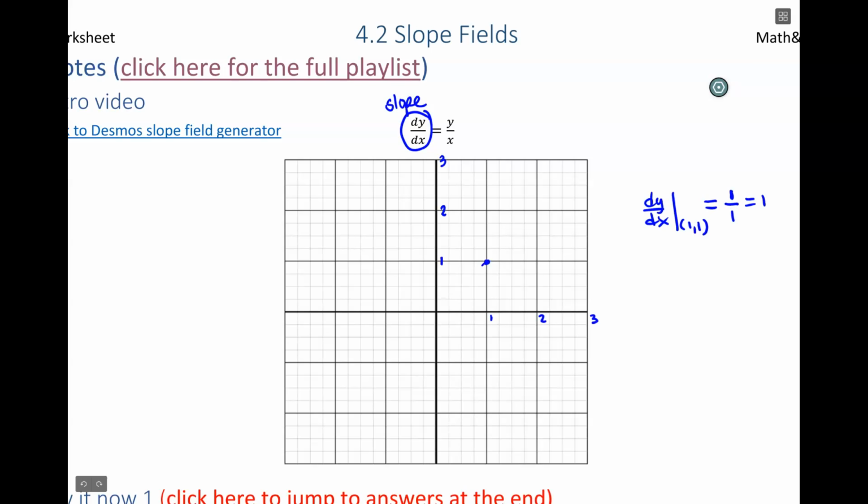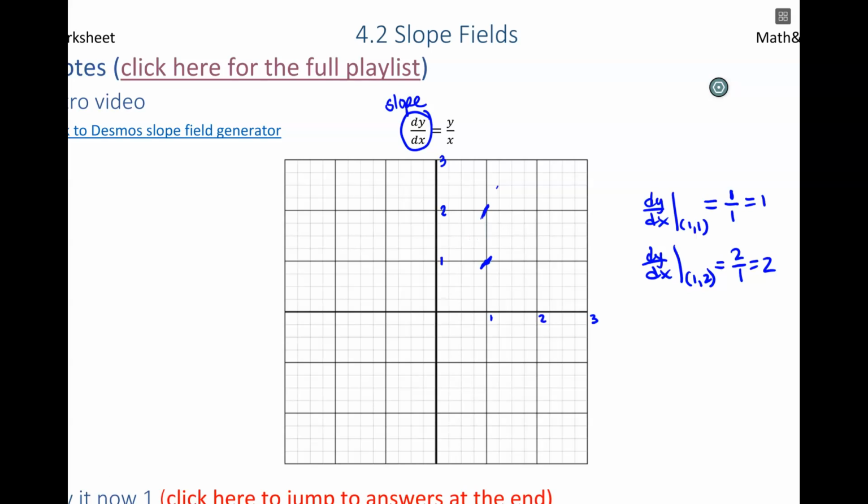So at this point, I'm going to try and draw a slope of 1. It just needs to be a little tick mark to give you an idea of what that slope looks like. I can pick another point, (1, 2). At (1, 2), my slope is going to be 2 divided by 1, which is 2. These aren't going to be perfect, but you can count these little boxes. So if we go over 1, up 2, it looks about like that. That's a bit wobbly, but it looks something like that.